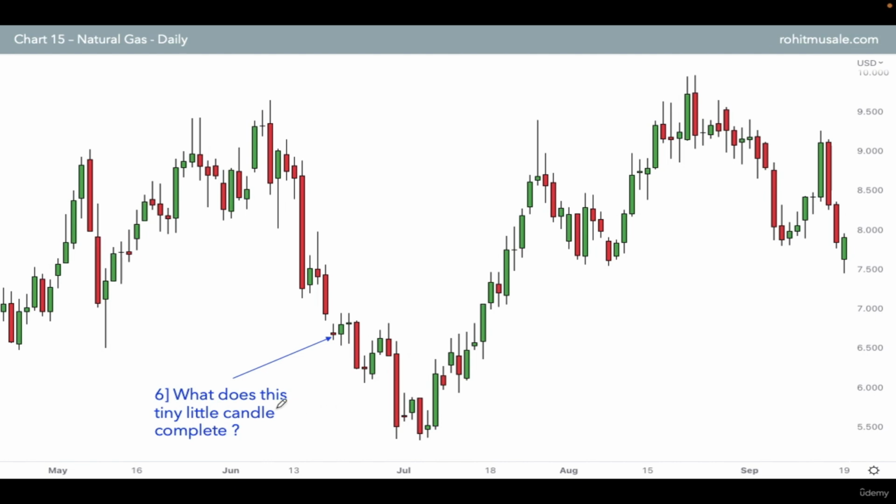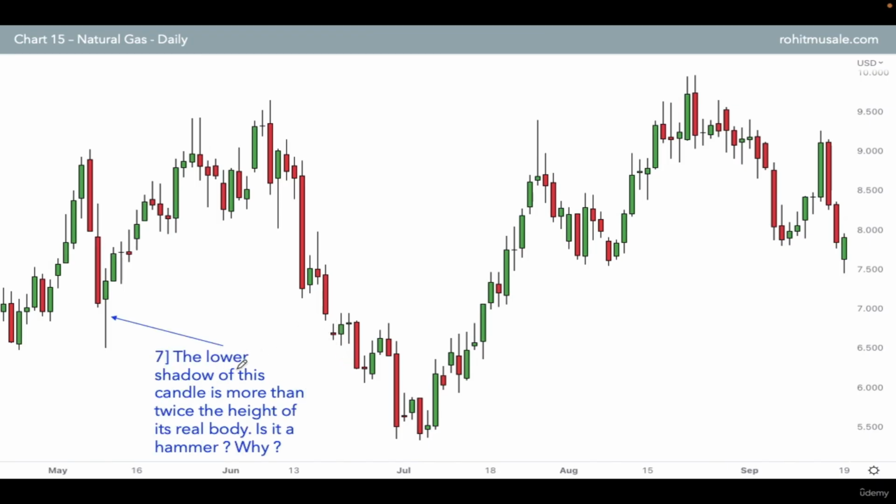Number 6. What does this tiny little candle complete? So this candle. Number 7. The lower shadow of this candle is more than twice the height of its real body. Is it a hammer? Why? You are looking at this candle.